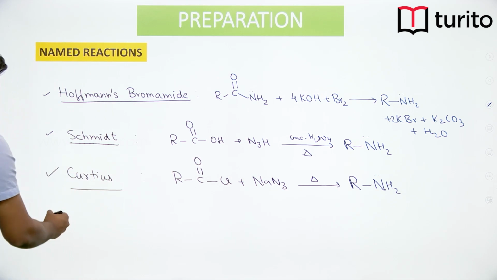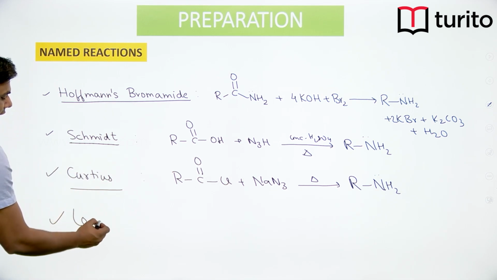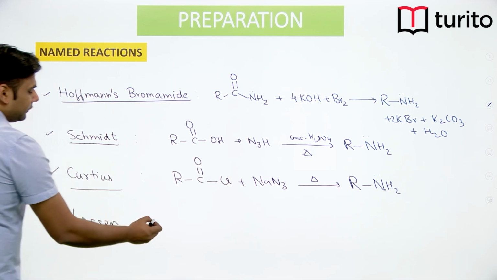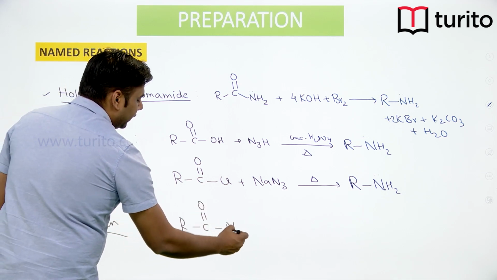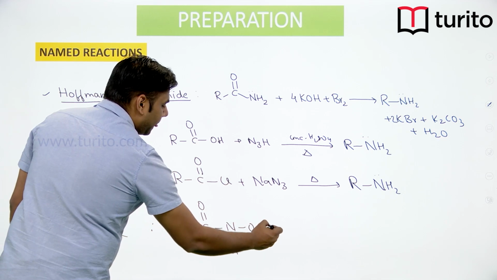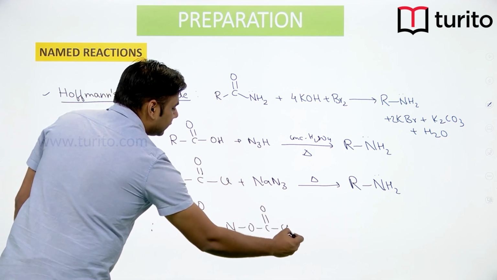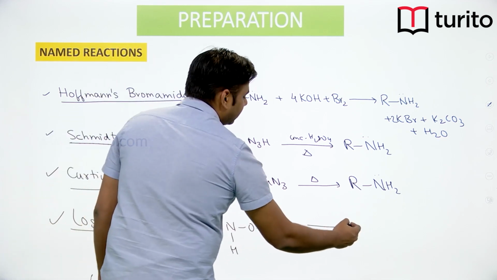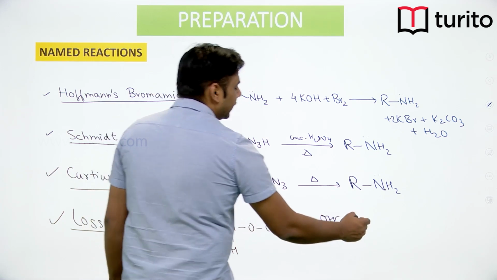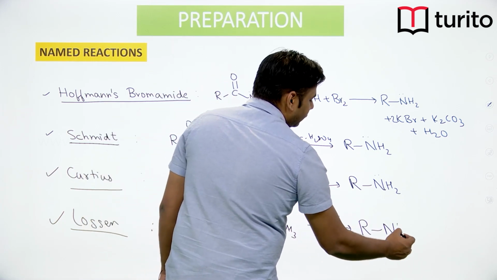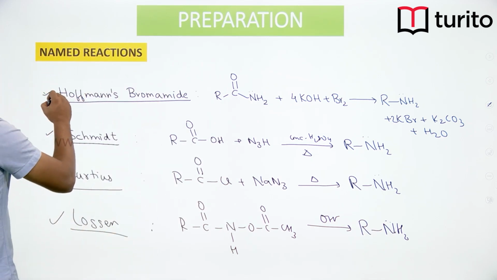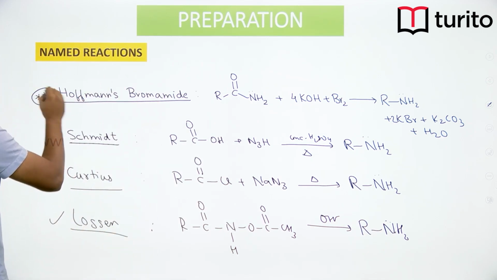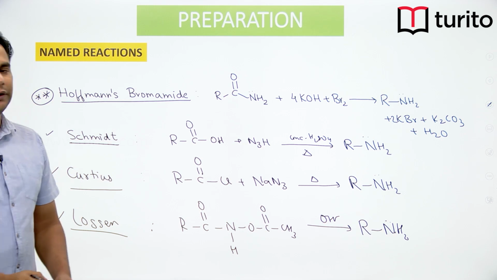Similarly, there was one more reaction which is the Lossen rearrangement. In the Lossen rearrangement, basically we are having a nitrogen to which a leaving group is attached. So just treat it with OH negative, and we get RNH2. I hope you remember these reactions. Out of these 4 reactions, this is one of the most important reactions that can be asked in mains as well as advanced.